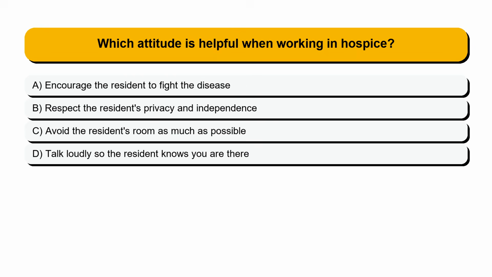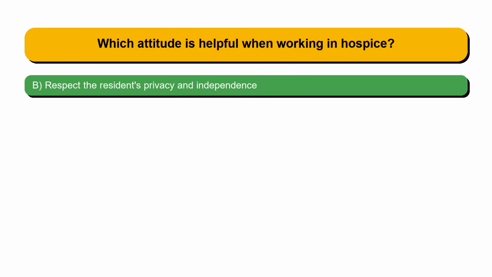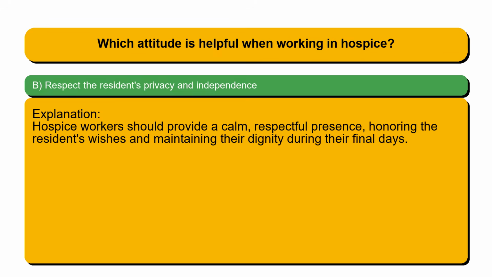Option A. Encourage the resident to fight the disease. Option B. Respect the resident's privacy and independence. Option C. Avoid the resident's room as much as possible. Option D. Talk loudly so the resident knows you are there. The correct answer is option B. Respect the resident's privacy and independence. Hospice workers should provide a calm, respectful presence, honoring the residents' wishes and maintaining their dignity during their final days.